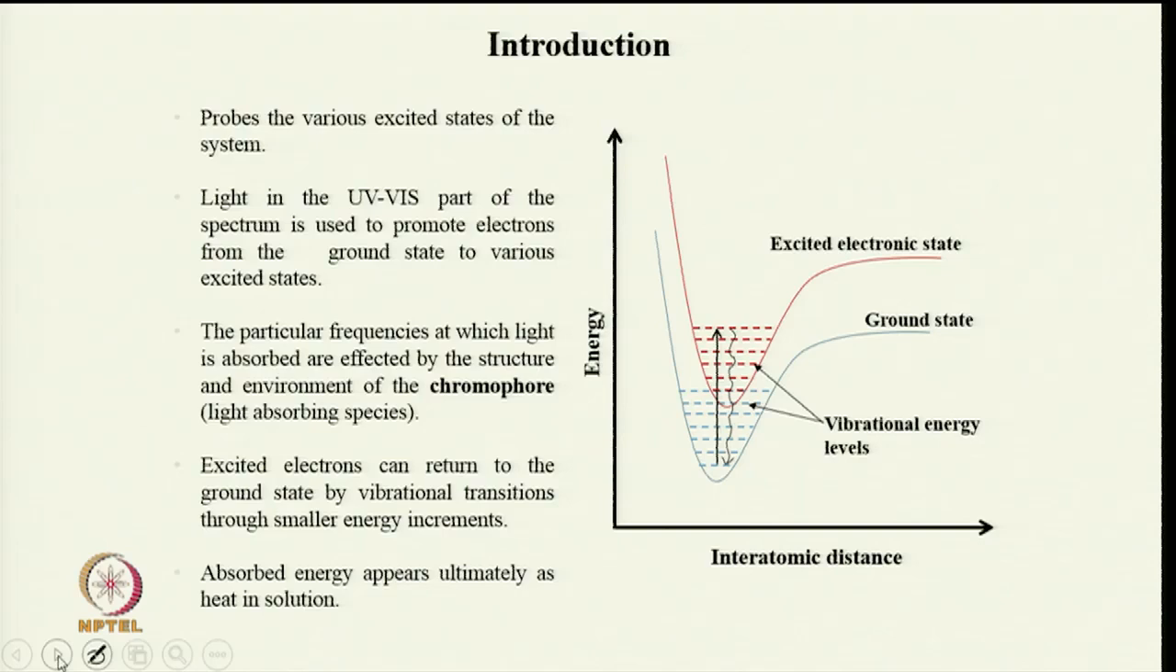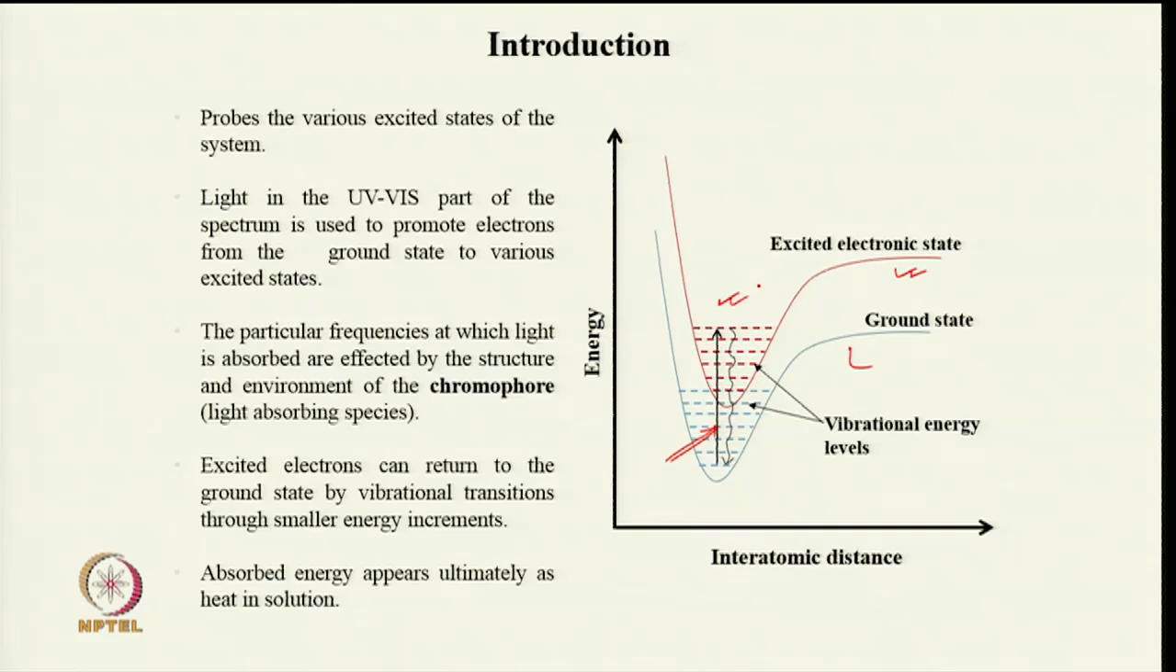In UV visible spectroscopy, we probe the various excited states of the system. So here is your ground state and this is an excited electronic state. Here light in the UV visible region is used to promote electrons from one electronic level to another electronic level. Basically, we are going from the ground electronic state to various excited electronic states.